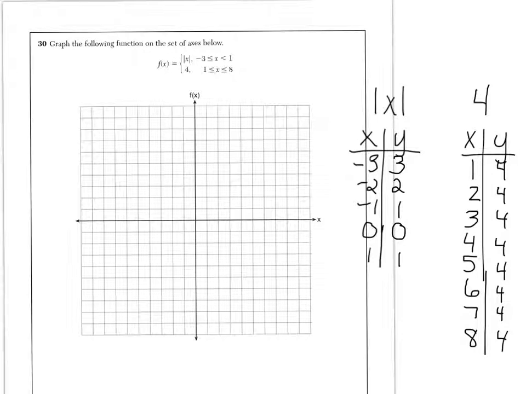So my next step is going to plot all of these points. I'm going to plot the point (-3, 3), (-2, 2), (-1, 1), (0, 0). Now I need to be careful with my point (1, 1) because it is not equal to. So that indicates that I have an open point. Okay, so I can connect these together.